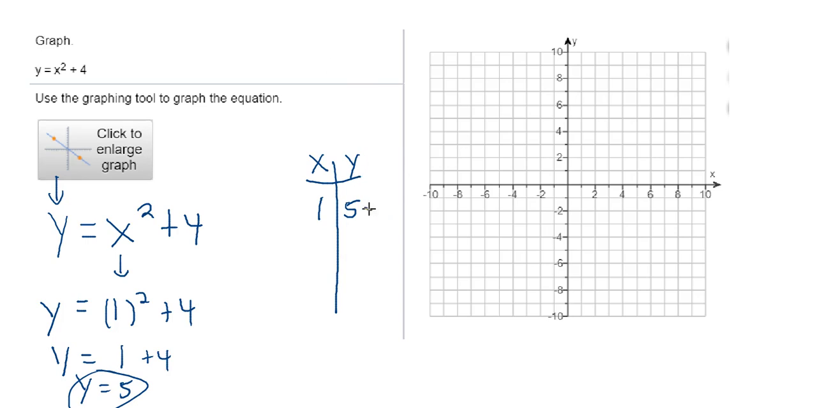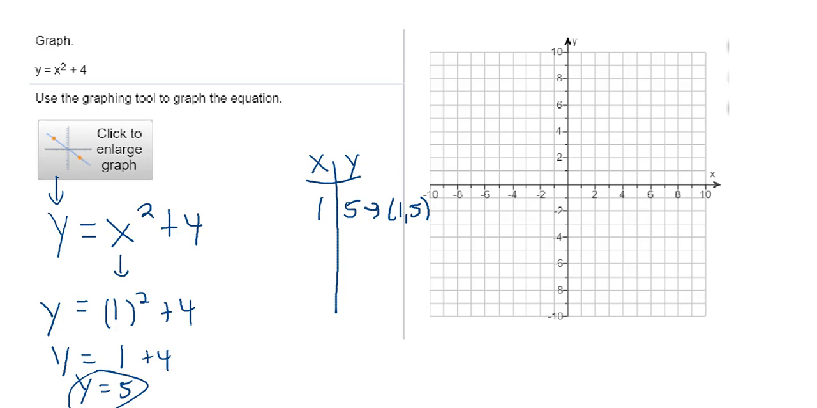Let's try that again, trying to draw an arrow here. 1, 5. So pause the video. Why don't you guys try one? Pick a number for x, plug it into the equation, let the equation tell you what y is equal to. Find one more solution on your own.